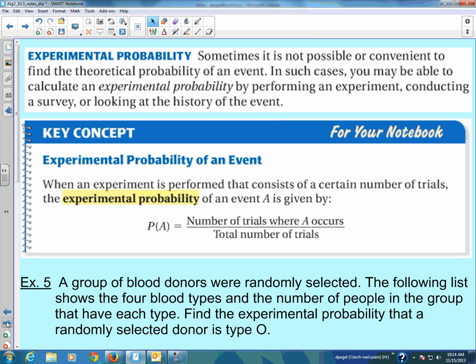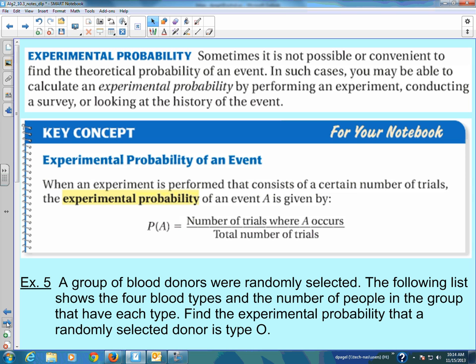Our second type of probability is experimental. This is what we will do if we have conducted a survey, or perhaps we're looking at historical events. We're doing experiments, something along those lines that allows us to gather data that is now allowing us to do probability that's experimental versus theoretical.